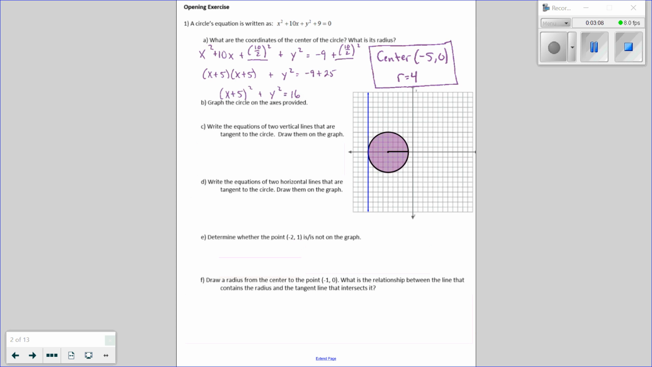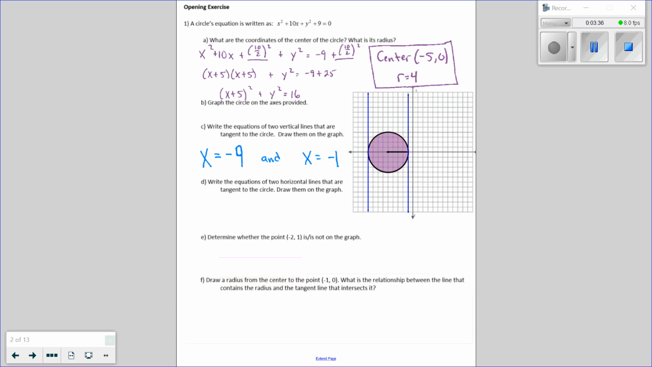The equation of a vertical line is always x equals. So this first one that just touches the circle once has the equation x equals negative 9. And on the other side, our vertical line that is tangent to the circle is at x equals negative 1. So those are the equations of two vertical lines that are tangent to the circle, and we drew them on the graph.